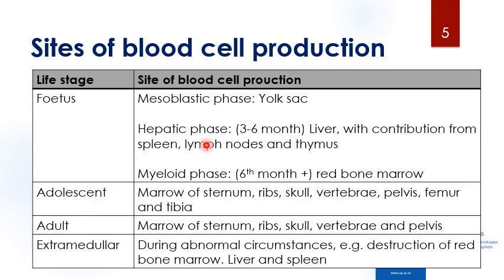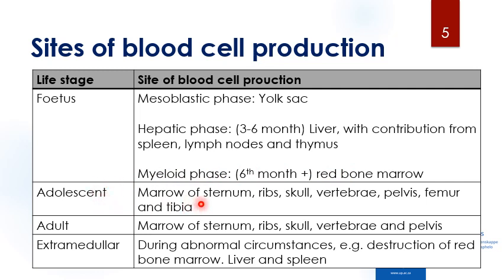So the site of blood cell production can differ depending on your stage of life. As a fetus, in the mesoblastic phase, your blood cells are produced in the yolk sac. In the hepatic phase, that's between 3 to 6 months, your liver will take over as the primary site of your blood cell production. And there is some contribution from your spleen, your lymph nodes, and your thymus as well. In the myeloid phase, so that's at 6 months, the red bone marrow will take over as the primary site of your blood cell production.